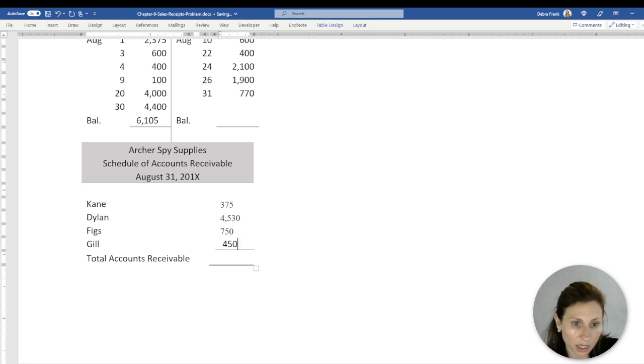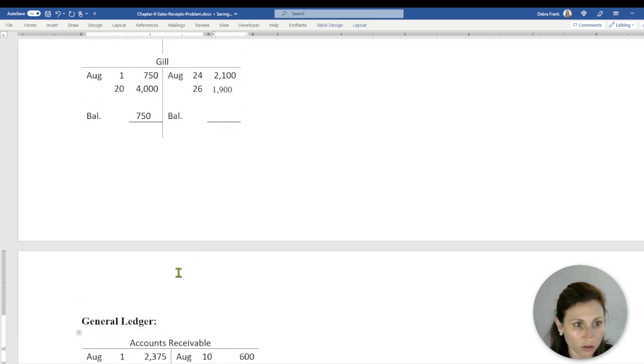Add those all up. Oh my goodness, really bad formatting. Add those all up, and then we get 6,105. Hey, that's my total for accounts receivable balance. I'm happy. And so that is it for the subsidiary ledger and the general ledger.